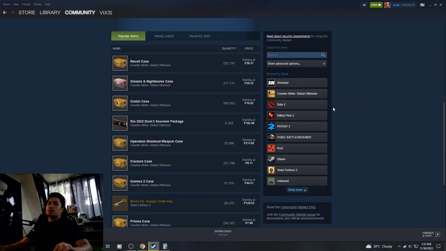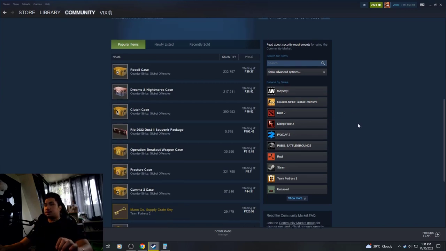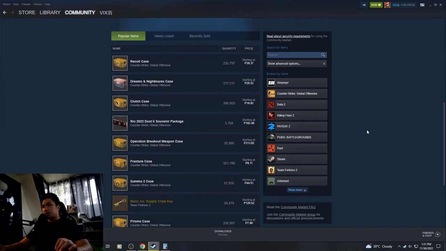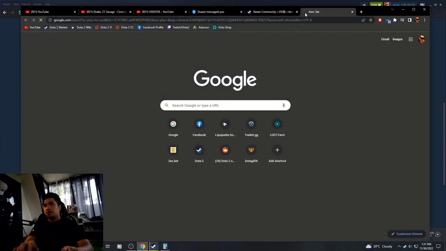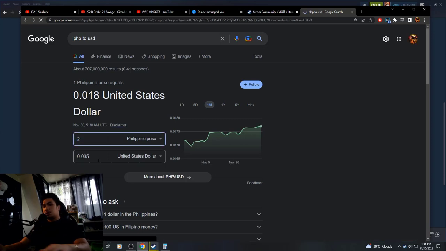So, shit happens sometimes in life. When it happens, it happens, and you can't bring it back, you can't take it back. So, I accidentally sold my DC hook for 2,000 pesos, PHP to US dollars, 2,000. I sold it for $35, and it's here.